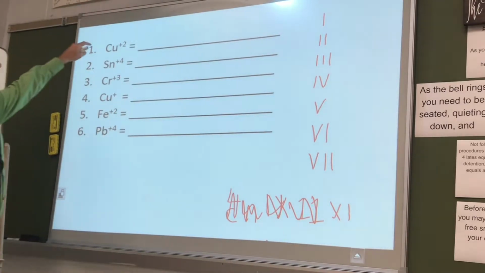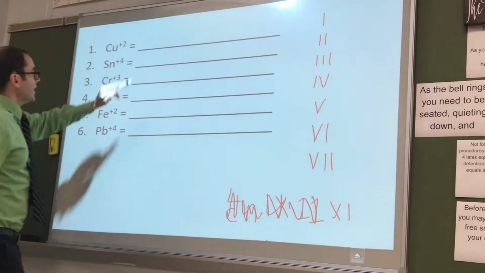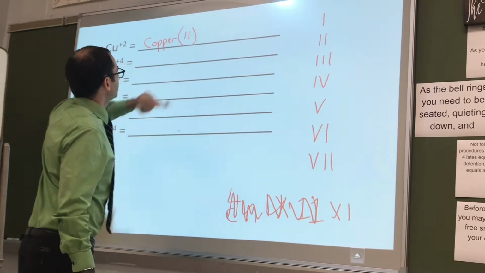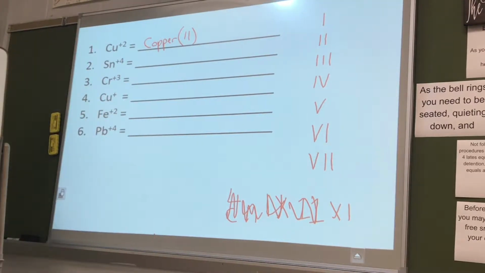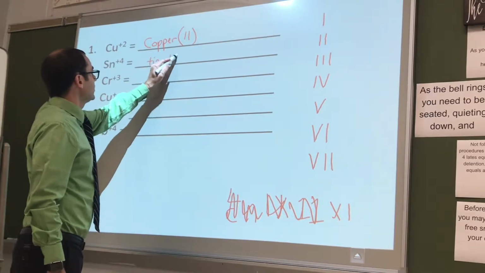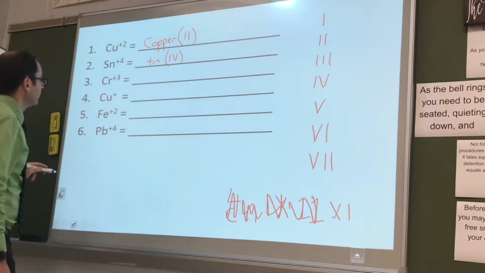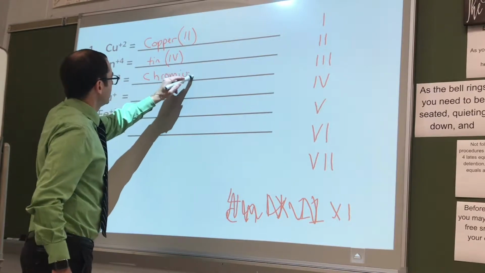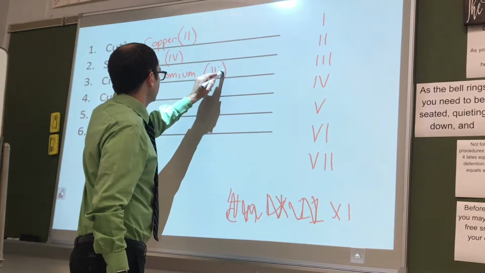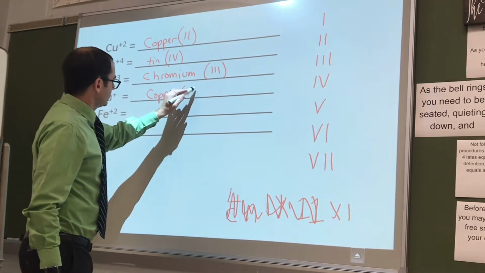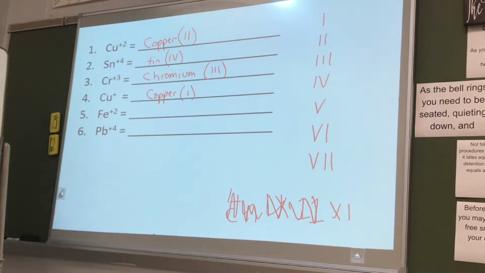Anyway, so, copper 2. We would write this as copper 2. Alright. You should put parentheses around it just to make it real specific. That is actually part of the format for it. What's Sn? Tin. Tin, good. Tin 4 is IV. What's Cr? Chromium. Good, chromium. And that's chromium 3. Copper 1. Iron 2.